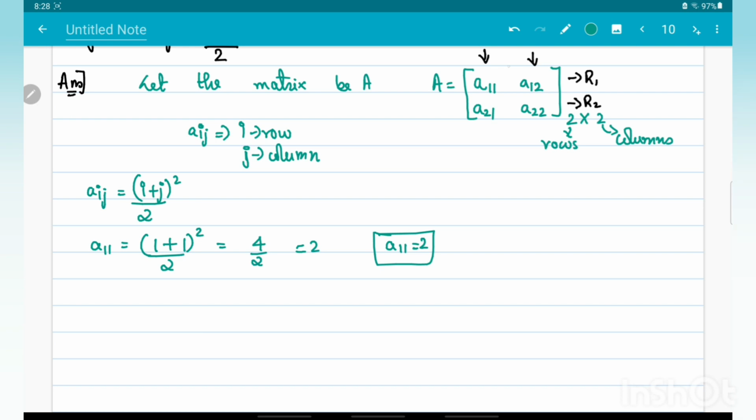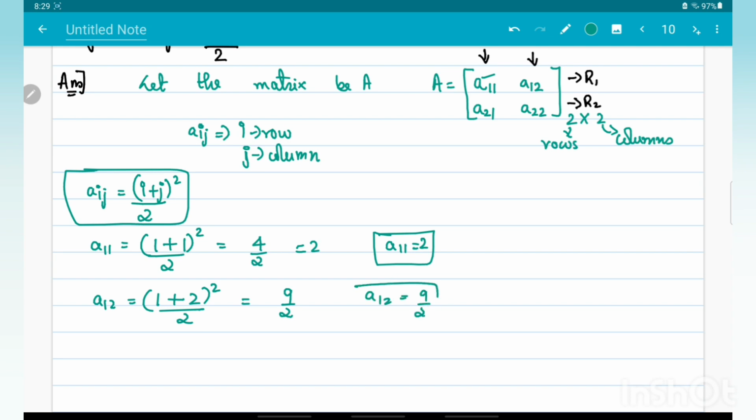Similarly, we have found this A11 element. Now the A12 element will be, here i is 1 and j is 2, (1 plus 2) whole square divided by 2. Okay, so basically what I'm doing is that in this relation I'm substituting the values. So in this A12, 1 is your row, that is, 1 is your i and 2 is your j. So I've just substituted the values, and if I find it, it becomes 9 by 2. So A12 is 9 by 2.